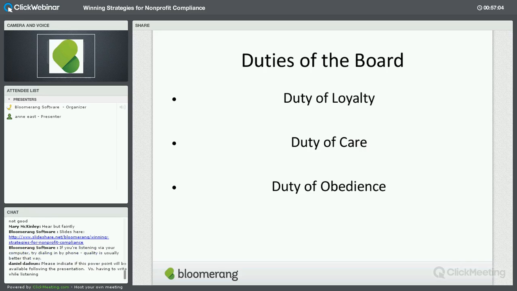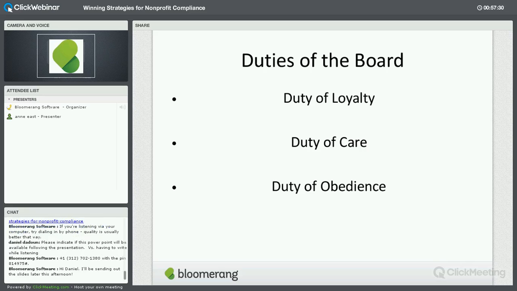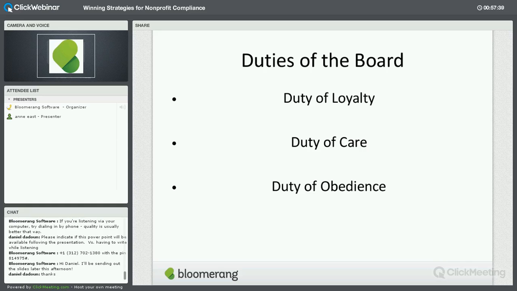As you can see, these boards obviously are from California and on their way out to surf later on. So the three top duties of a board are the duty of loyalty, the duty of care, and the duty of obedience. When I talk about the duty of care, we're going to talk about that one first. I'm talking about using diligence, care, and skill, as people in a similar circumstance would. So this is really about your board. They're also going to make sure that they're familiar with the organization's finances and activities, and they participate in governance. So they attend those board meetings. They're actively engaged.